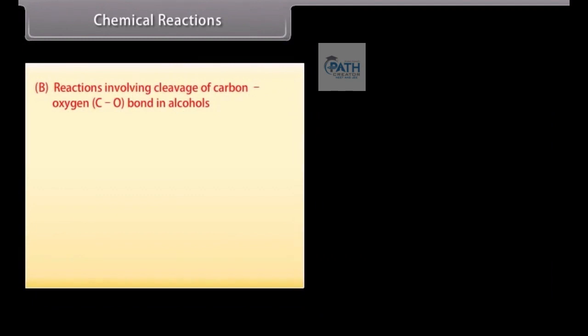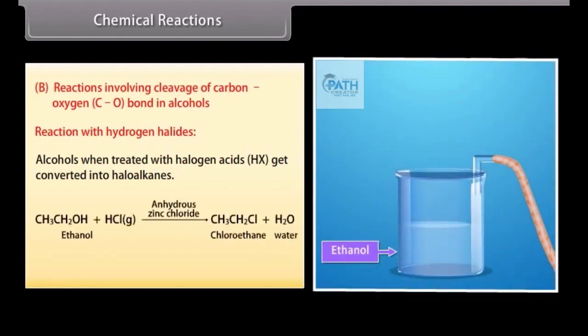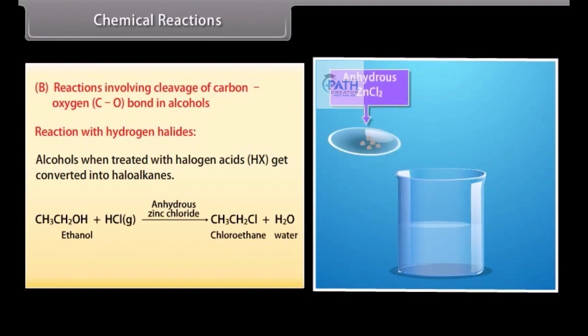Reactions involving cleavage of the carbon-oxygen bond in alcohols. Reaction with hydrogen halides: alcohols, when treated with halogen acids, get converted into haloalkanes. When hydrochloric acid gas is passed through ethanol in the presence of anhydrous zinc chloride, it forms chloroethane and water.